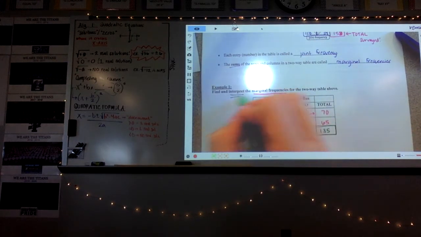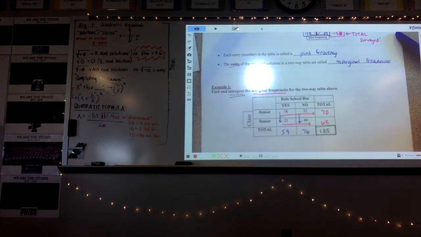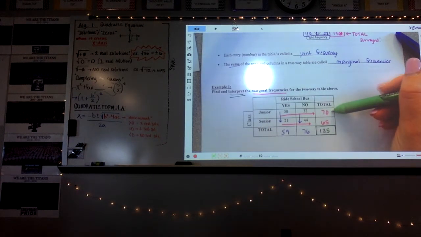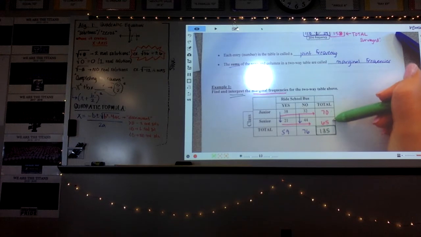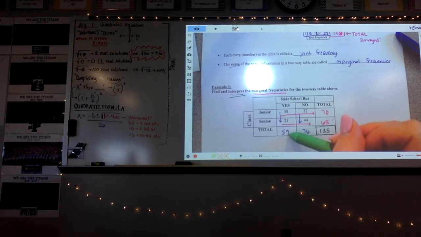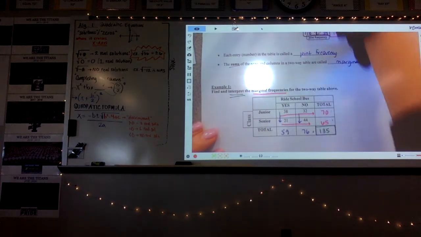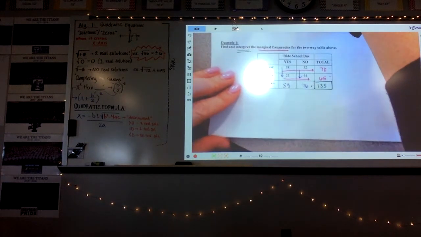Now it does say interpret. That would just be me saying, okay, 70 total juniors were interviewed, 65 total seniors. There were 59 total that rode a bus. There were 76 total that didn't ride a bus. I don't need you to write all those sentences, I don't think. Just make sure you understand those facts.